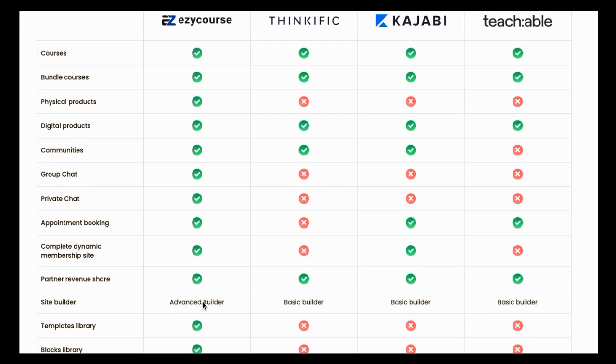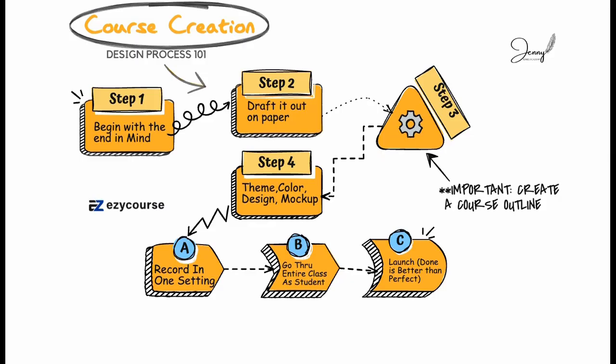Do they have an advanced builder? These are basically basic builders here. You can do a lot of advanced stuff here. Do they have a template library? Do they have a blocks library? I can go on and on, but that's what I love about Easy Course, and it's pretty easy to put together. A learning management system that is complete with everything.